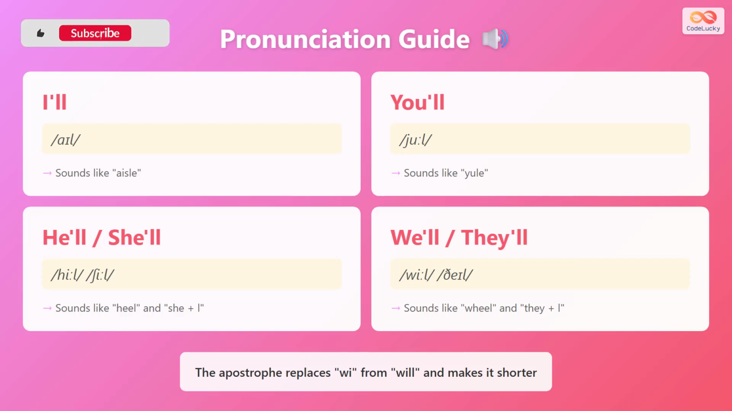Now let's learn how to pronounce these contractions correctly. I'll sounds like the word I'll. You'll sounds like you'll, similar to the Christmas word. He'll and she'll sound like he'll, with the pronoun coming first. We'll sounds like we'll, and they'll sounds like they with an L sound added. The apostrophe removes the Y from will, making these contractions shorter and easier to say.